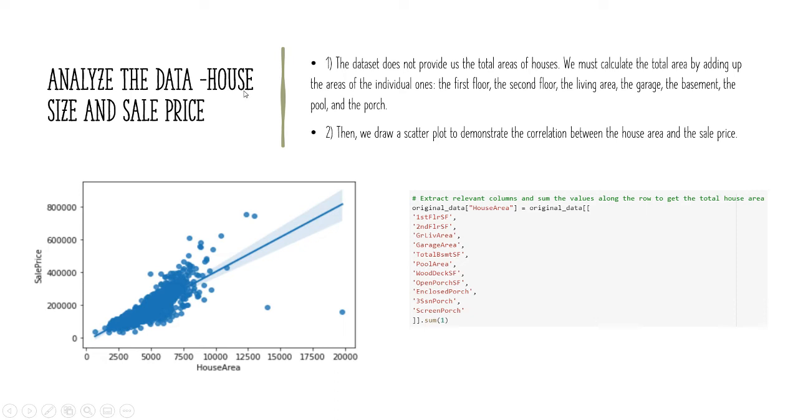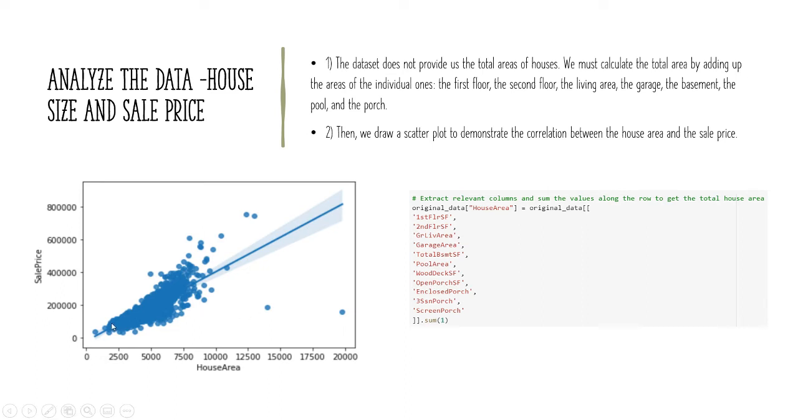Next, we look at the house size and the sale price. Because the dataset does not provide us the total areas of houses, we must calculate the total area by adding the areas of individual ones. So we sum up the areas of the first floor, the second floor, the living area, the garage, the basement, the pool, the wood deck, the porch, and then we calculate the total area.